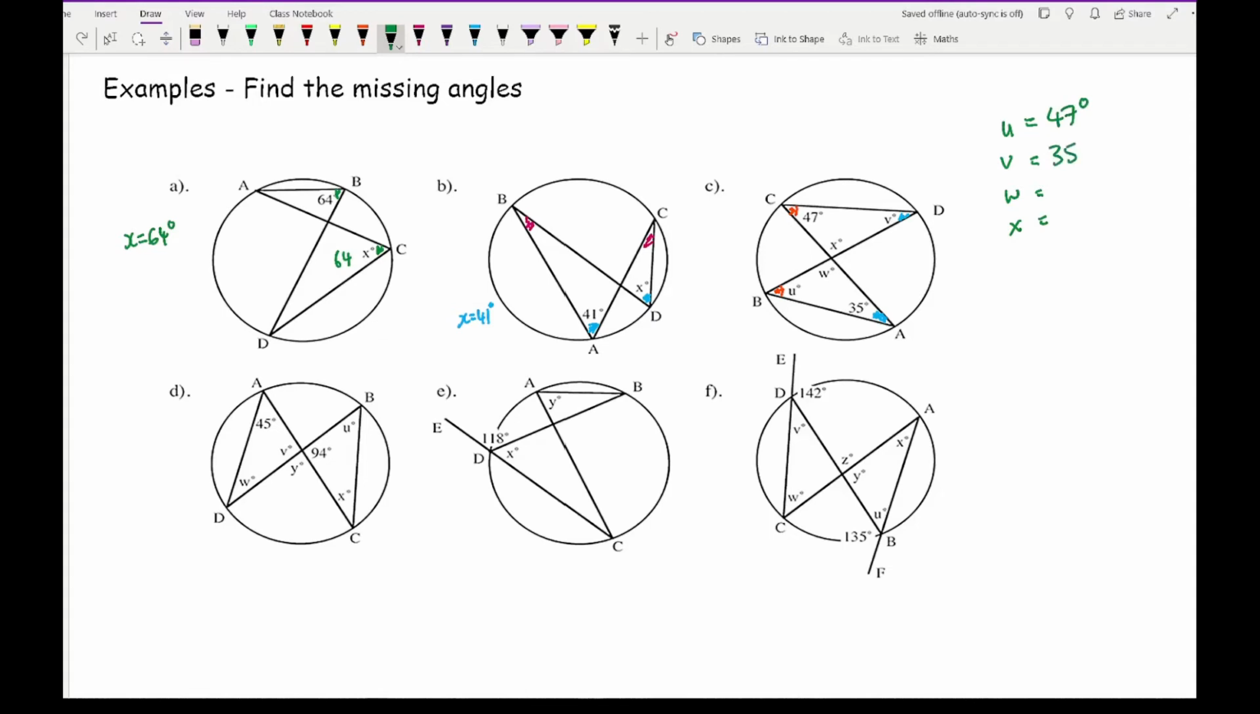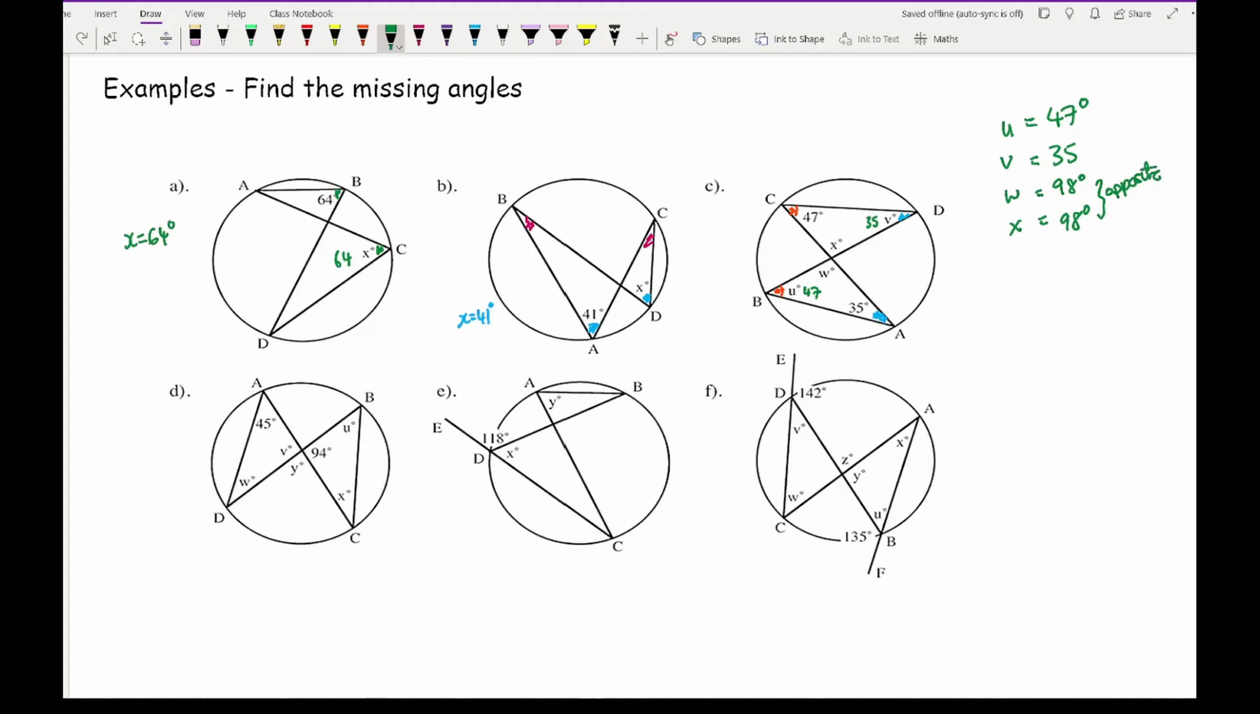Then working with angles in a triangle, if I label this as 47 and label this as 35, X and W are going to be the same because they're opposite angles. So all I need to do is 180, take away 35, take away 47, and I get an angle of 98. So both of those two angles are going to be the same. And again, why? Because they are opposite.